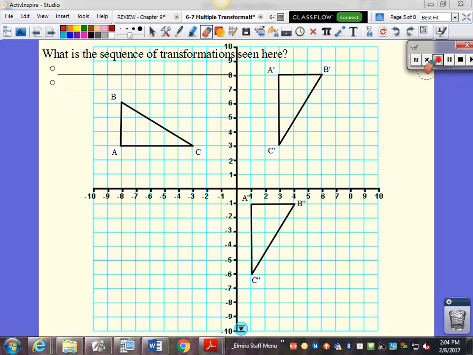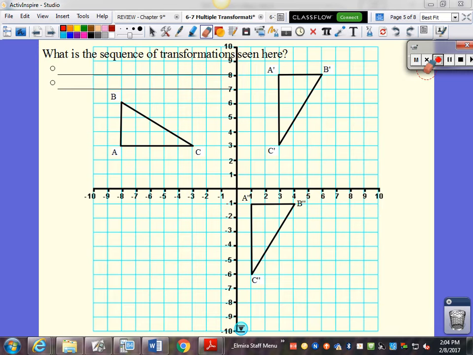Okay, if you're going to tell me that there was a translation, you've got to tell me how many boxes it moved right and left, and how many boxes it moved up and down. You have to give me more this time. If you tell me it's a dilation, that's not enough. You've got to tell me how much of a dilation it is. Okay, that kind of thing.